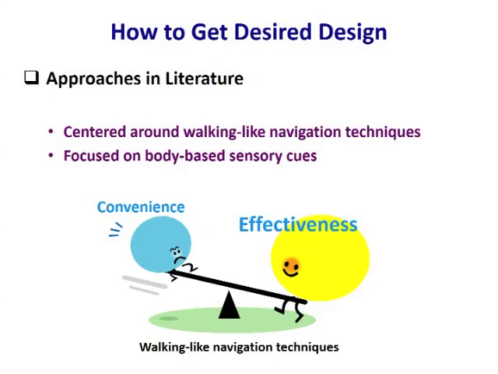Okay, how do we get the desired design? To answer this question, we need to see why the design trade-offs have not been resolved yet. So we looked closer at the previous studies and found a possible reason. Most previous approaches have been centered around walking-like navigation techniques close to natural walking, maximizing the advantage of body-based sensory cues like proprioception and vestibular cues. As long as the design approach sticks to the walking-like navigation techniques, the design trade-offs still remain the same. Instead, we took slightly different research steps.